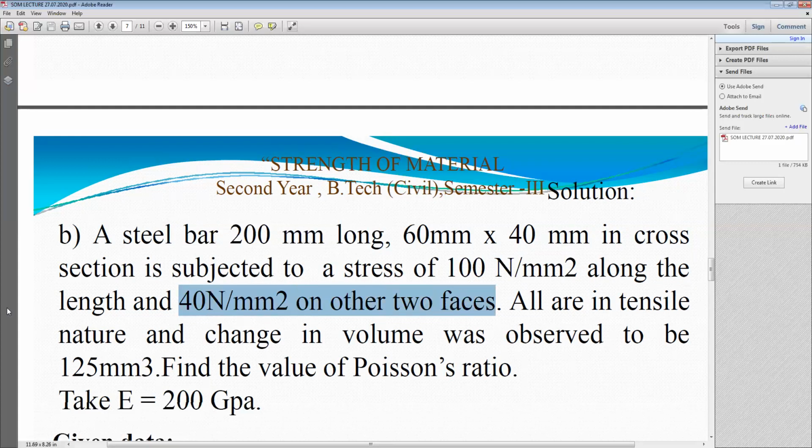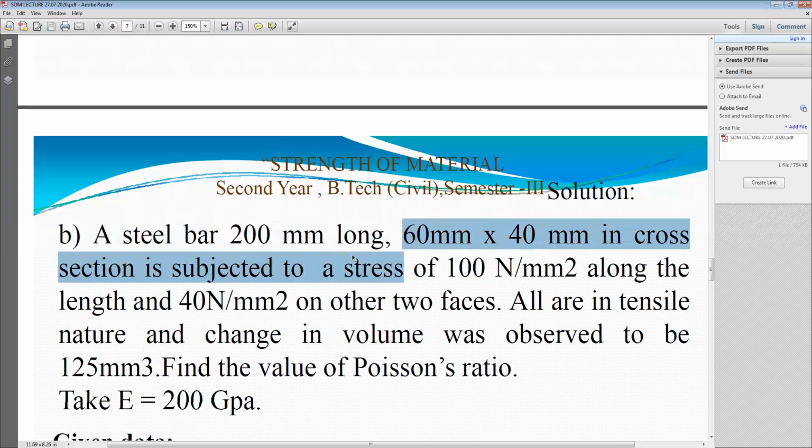I repeat again. So one by one we have to go. When we start reading the example or the numerical problem, you have to write the given data as early as possible. So what is the length of the bar? Small l is equal to 200. Please write down immediately. Then there is a cross sectional dimension given in the example. So 60 by 40, you should decide that small b is equal to 60. Please write down in your notebook. 40 is the depth or the thickness, so with respect to feasibility, you can take a small t or small d.